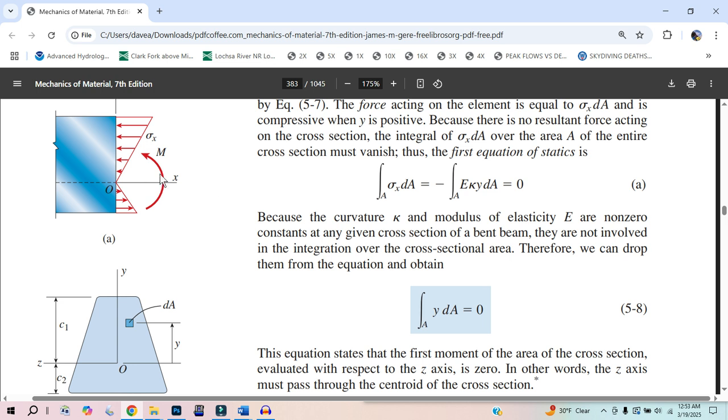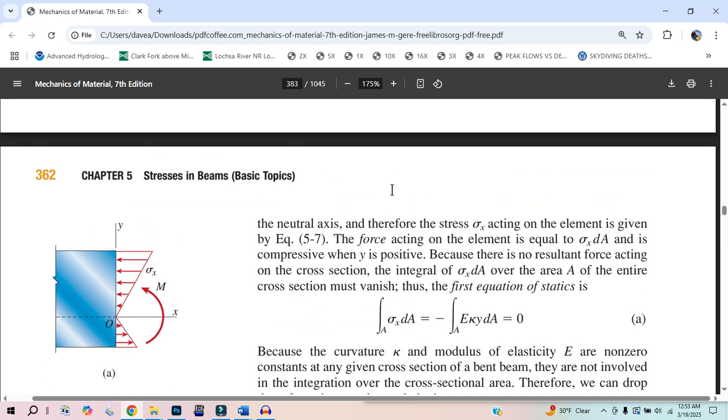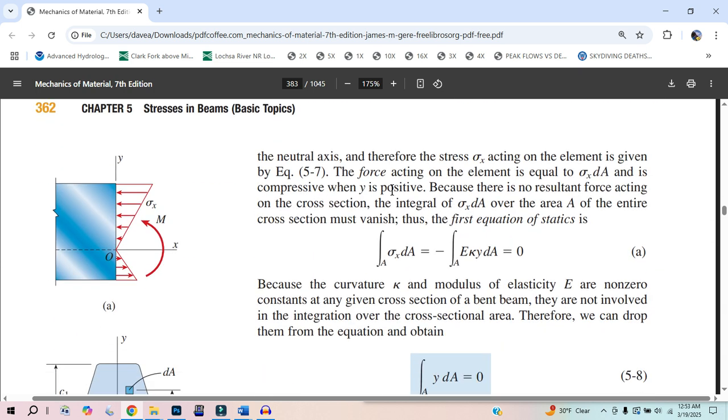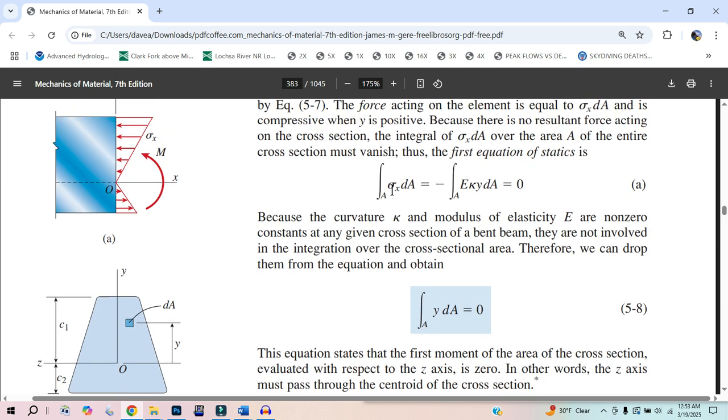Because again, we don't have any net force. So this is sum of the forces equal to 0. I wish they had an integral over the area of dF is equal to this. That would have been a little bit better from the integration standpoint. That would have been more clear.